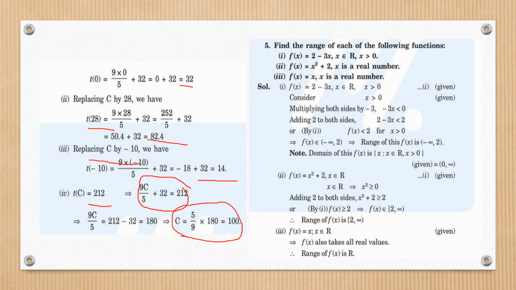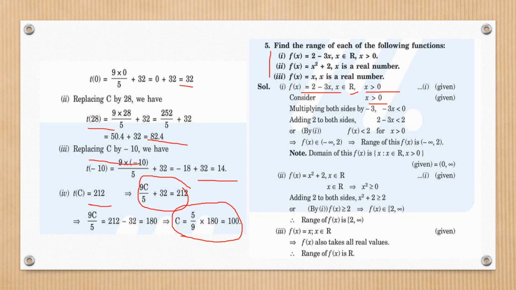Number 5 is: find the range of each of the following functions. Now let us try out range in a different way, right? Here the domains are already described and these are simple functions. So this is also one way of finding the range. Okay, so f(x) here is 2 - 3x, and x belongs to the real numbers and x is positive, right? x is a positive real number. Now consider x greater than 0. Now I need to check how y is behaving. y means it is f(x).